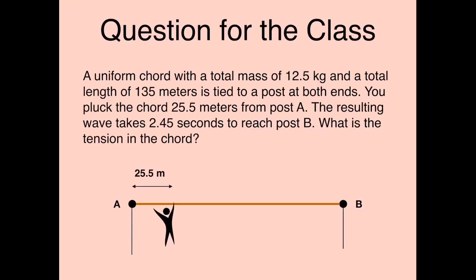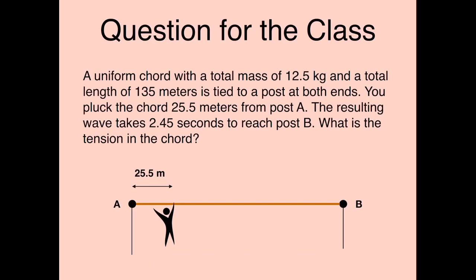So with that said, let's do a practice question. We have a uniform cord which has a total mass of 12.5 kilograms and a total length of 135 meters. It's tied to a post at both ends, here and here. You pluck the cord at a distance of 25.5 meters away from post A. So this is where you pluck the cord.